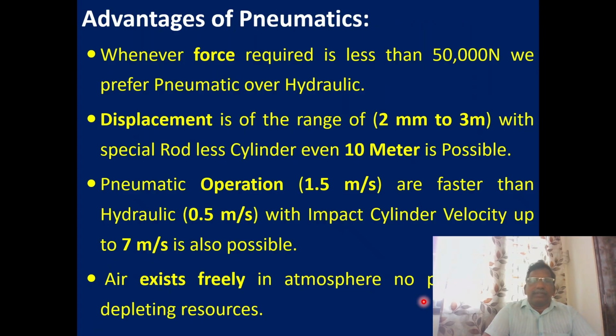What are the advantages of pneumatics? If less than 50,000 Newton is required, you can prefer pneumatic over hydraulic. If you want to move in the range of 2 mm to 3 mm with special readiness, even 10 meters is also possible. A maximum of 1.5 meter per second is faster than the hydraulic system, which is 0.5 meter per second, and velocity up to 7 meter per second is also possible.